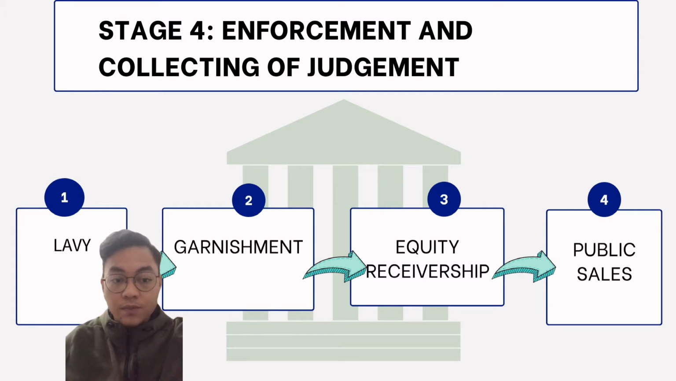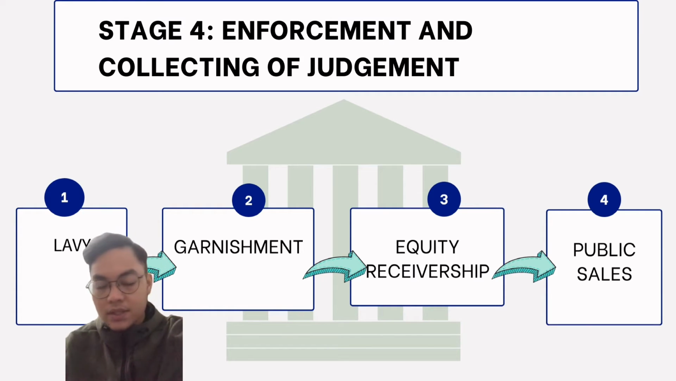Stage 4 is enforcement and collecting of judgment. This stage shows you 4 methods of collection technique done by courts. Firstly, levy. Levy is the process where the bank takes over the borrower's assets and then sells them at public auctions, then uses the money to settle the debts and other legal claims. The second method is garnishment. Garnishment is when a third party owing the borrower repays the debts to the bank.